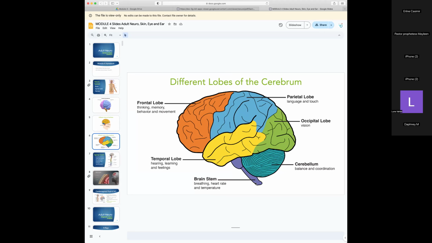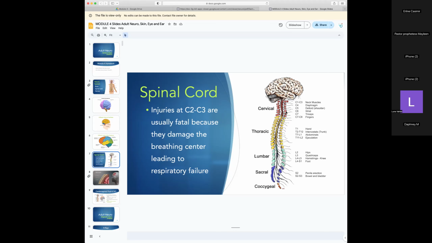What do the medulla oblongata and pons control? Your breathing. Very good. You guys are on it. And so the higher up a spinal cord injury is, the more likely it will affect the respiratory center of the brain, and it's more likely to lead to respiratory failure. Injuries at C2 to C3 are usually fatal because they damage the breathing center of the brainstem and can lead to respiratory failure.